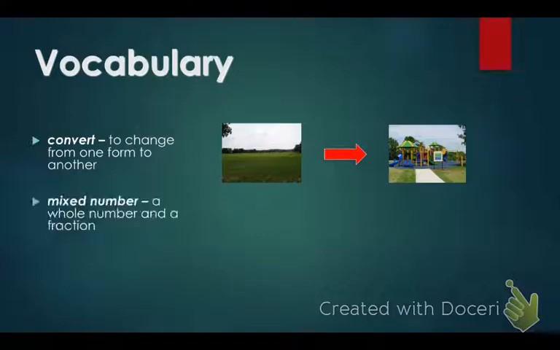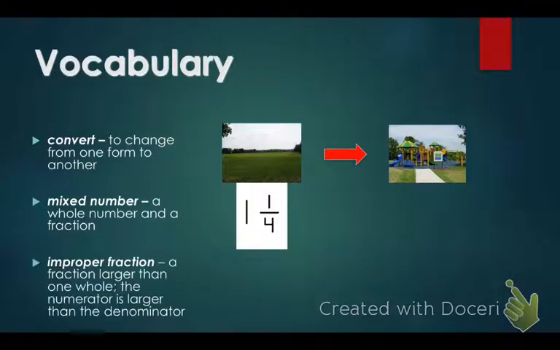Okay. A mixed number is when you have a whole number and a fraction, because they're mixed together. 1 is our whole number and 1/4 is our fraction. An improper fraction is just a fraction, but it's larger than one whole. Okay? And the numerator, that top number, is larger than the denominator.